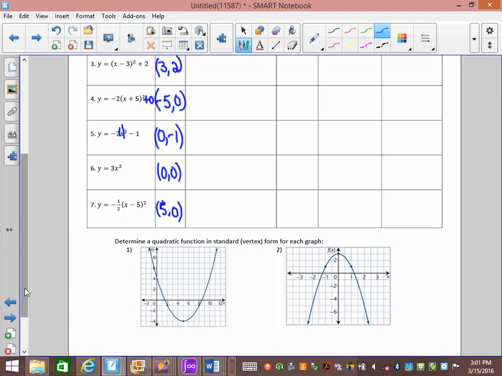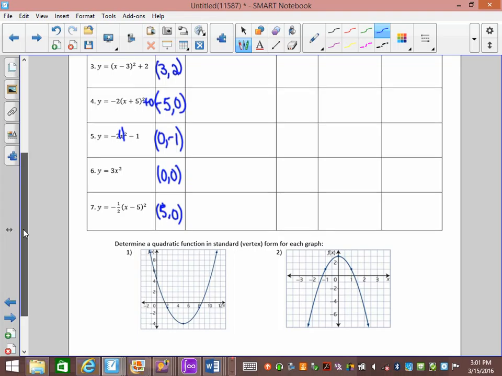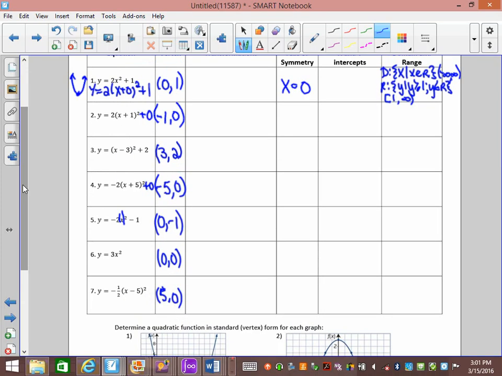So my axis of symmetry is just my x value, correct? So this one's going to be x equals -1. This is going to be x equals 3. This is going to be x equals -5. X equals 0. X equals 0. X equals +5.